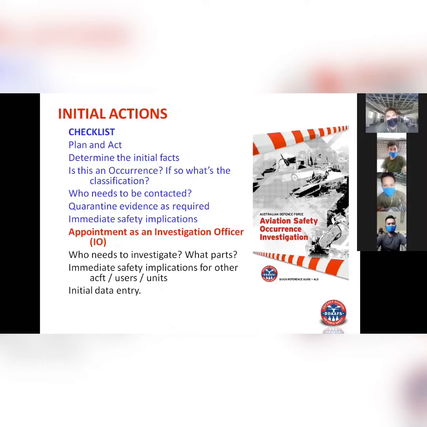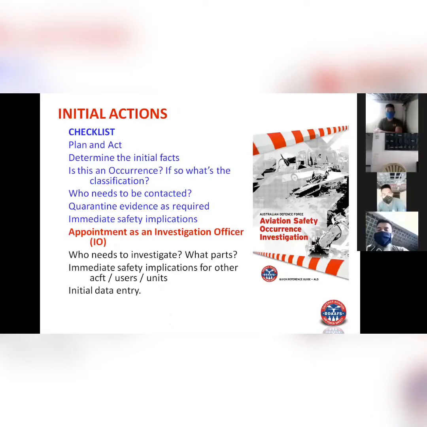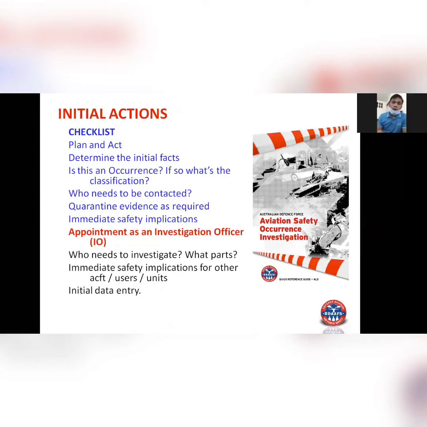So what are the initial actions that the unit or especially the investigating officer and personnel needs to perform? So we have here a checklist showing the initial actions that the unit and the investigating officer need to perform. So we have here plan and act. So we need to craft a good and feasible plan and then do our plan. And then determine the initial facts as what I have mentioned, the 5 W's and 1 H. And then classify the certain occurrence if it falls under event, incident, or accident.